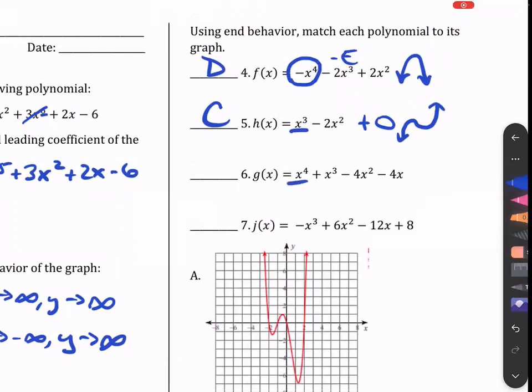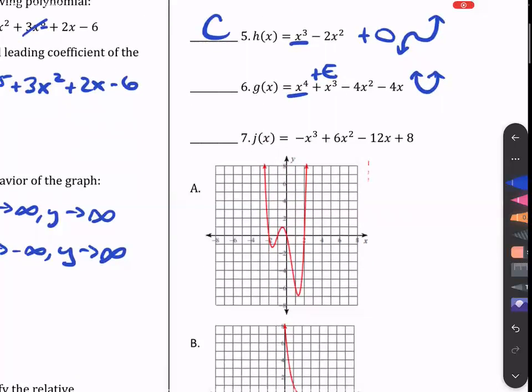For number 6, this is positive even. And just like we did on the question on the other side there, it should look similar to a parabola opening up. So that's going to be A, because again, the middle parts don't matter as much. We're just looking for what's happening at the ends, because even though it has this little blip right here, that doesn't matter because we're just looking at the end behavior.